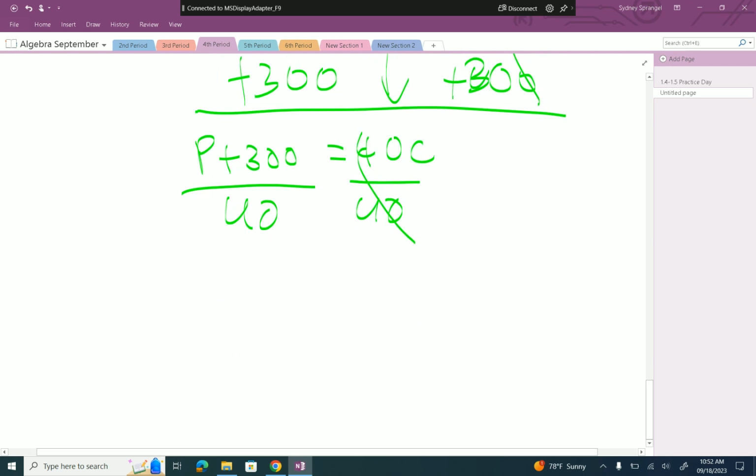And who can tell me what C equals? Who can read that to me? Anybody want to give it a shot? Do you want to give it a shot? Kaya, you want to try it? What's C equal to?